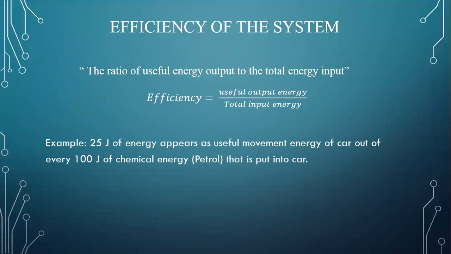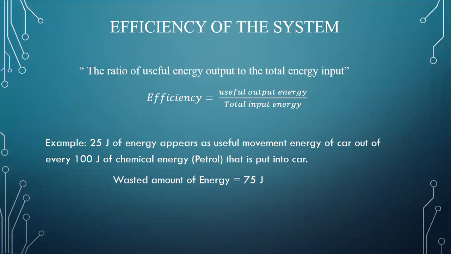So let me solve an example to discuss the efficiency of the system. Here 25 joule of energy appears as useful movement energy of the car out of every 100 joule of chemical energy which is provided to the car in the form of petrol. 100 joule is the total input energy and 25 joule is the useful output energy. So in this case, what is the efficiency?